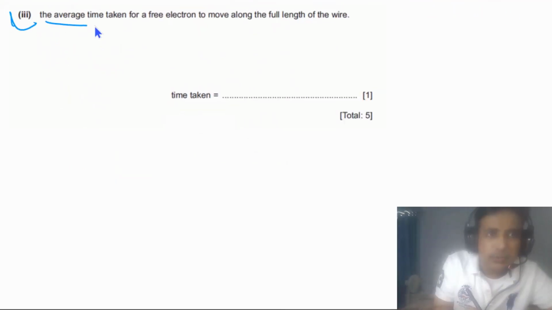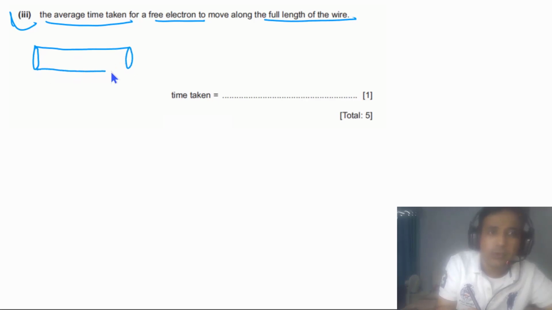Third part says determine the average time taken for a free electron to move along the full length of the wire. So first of all, we can simply draw this one small cylinder, and this small cylinder is representing wire, and the length of this wire is given to us, that is equal to capital L. And for this question, we can also imagine we have one tiny electron at this face of the cylinder, and how long this tiny electron will take to reach the other end of the cylinder. So we need to determine the time taken. So we can say delta T. This is what we need to determine.